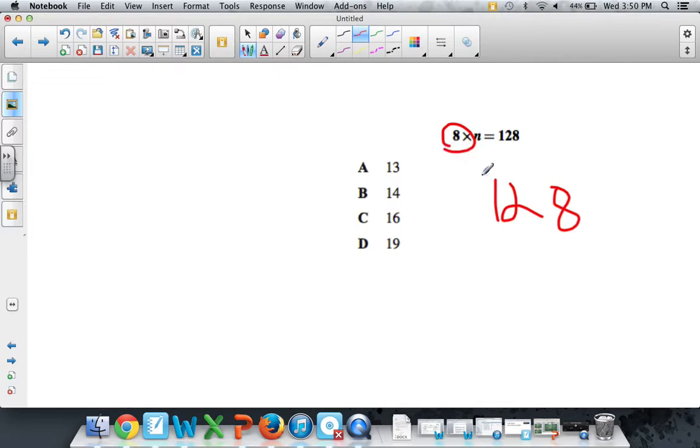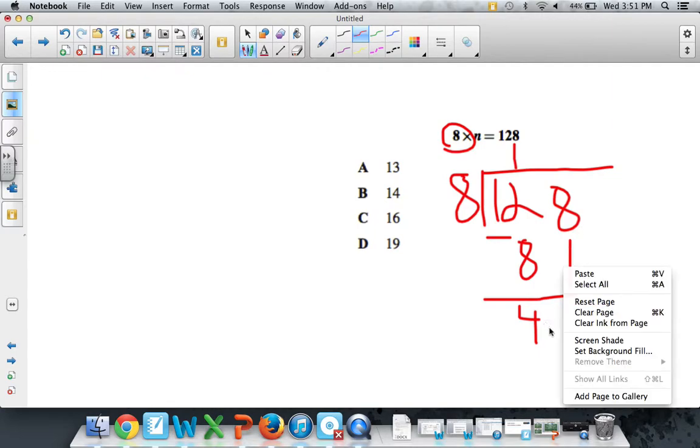8 times. What's the opposite of 8 times? Division is the opposite of multiplication. 8 goes into 12 just one time. 8 times 1 is 8. Do a little subtraction. 12 minus 8 equals 4. Then you got to bring down the other 8 from up here. Bring it down. You get 48.